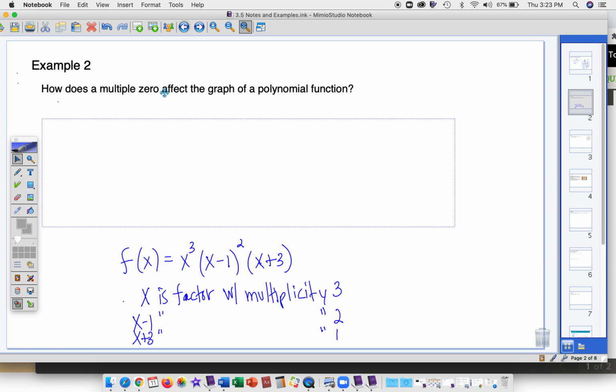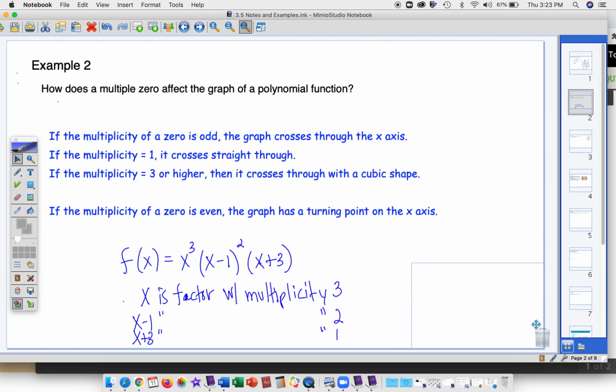So how does the multiplicity of a 0 affect the graph of a polynomial function? If the multiplicity of a 0 is odd, then the graph passes through. If it's 1, it goes straight through. If the multiplicity is 3 or higher, meaning 3, 5, 7, we're still talking about odds here, then it crosses through with a cubic shape. If the multiplicity of the 0 is even, so if it's 2 or 4 or 6, then we get a turning point on the x-axis at that 0.